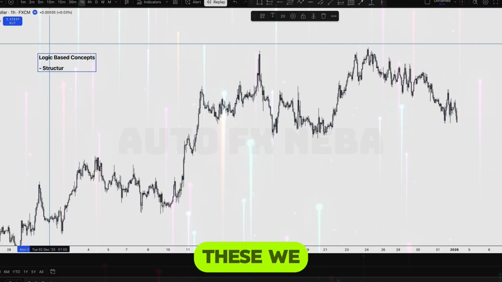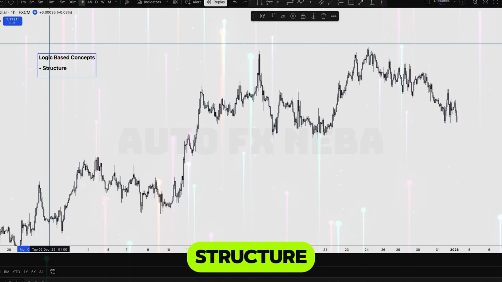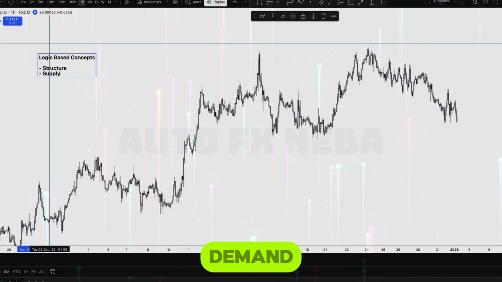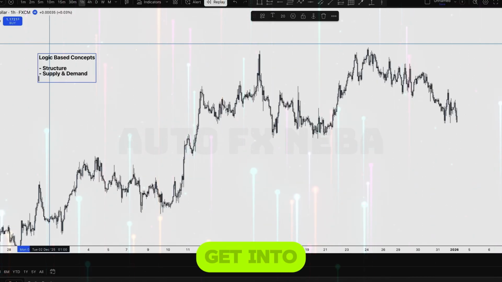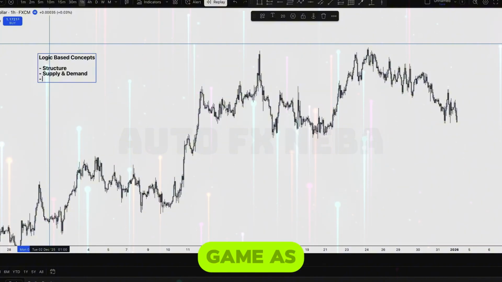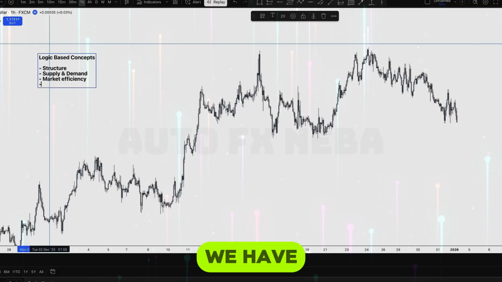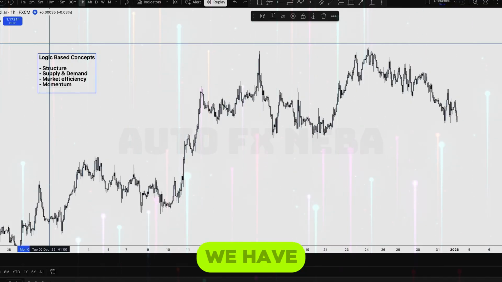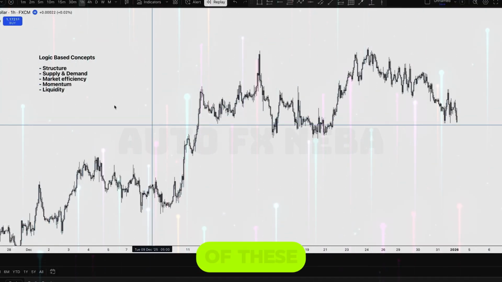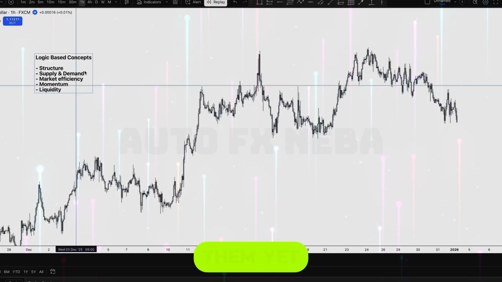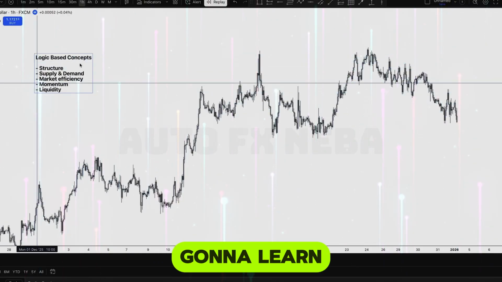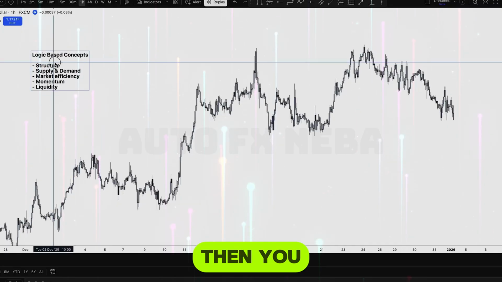To list these, we have market structure, we have supply and demand. Now this one is a really big one. When we get into the supply and demand class, that will change the game as to how you see the markets. We have market efficiency, we have momentum, and we have liquidity. Now, each of these concepts, doesn't matter if you don't understand them yet, and if you believe you do, you're probably going to learn more about them in this bootcamp than you already know now.